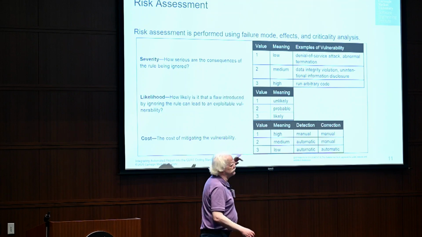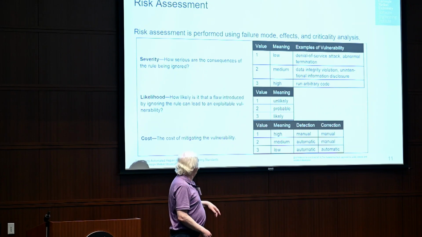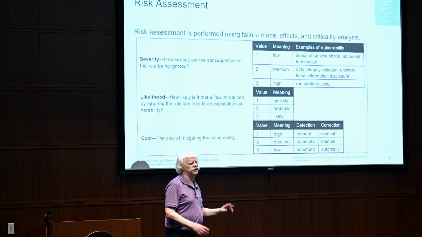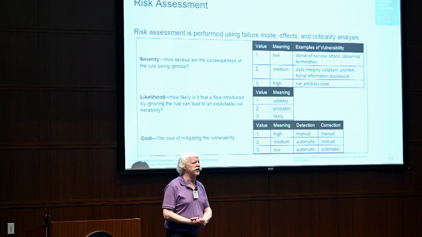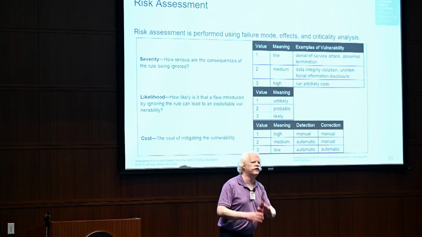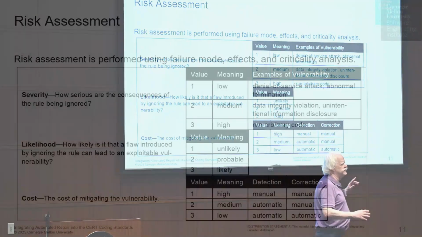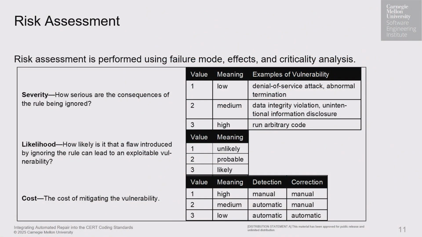The probability is simply how likely is it that you're going to get pwned if your code is non-compliant. And the third item, remediation costs. This is the one I want to focus on today. In particular, how expensive is it to fix your code? Well, it's two questions. How expensive is it to detect that your code violates the rule? And if it does, how expensive is it to fix it? Can this be done automatically or manually?